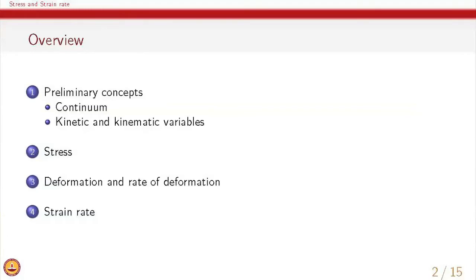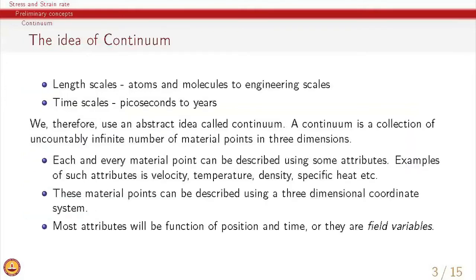We will quickly run through the concept of continuum again, because that is very central to what we will be discussing. We will just round it up with what is meant by kinetic and kinematic variables, of which stress and strain rate are examples, and then we will define the stress. We talk about deformation and rates of deformation, and then finally define the strain rate also. So, let us begin by looking at the idea of continuum again in a nutshell.